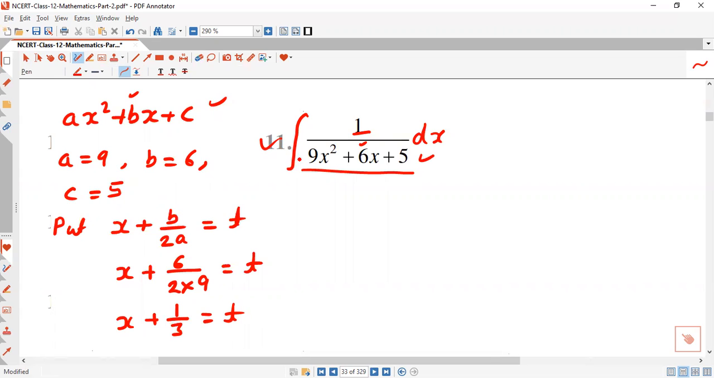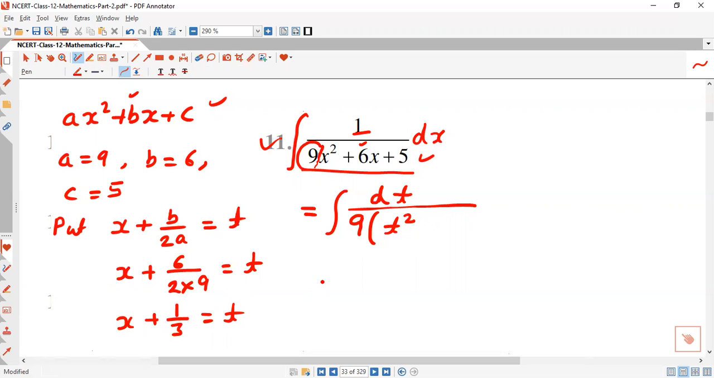So this integration becomes what? This integration becomes 1 upon, first we write down the coefficient of a. This is 9 here. You see the coefficient of a, 9. Write down the 9 here and open the bracket and write down t square. And after that, in the numerator, we write down dt because dx equal to dt. Now, after t square, what we have to write down, that we have to calculate.